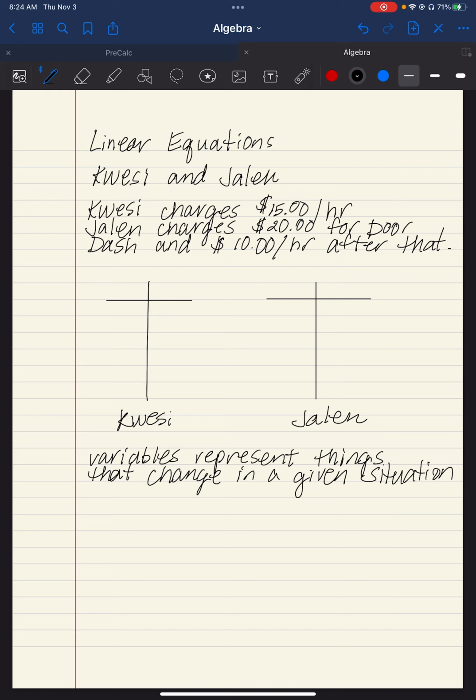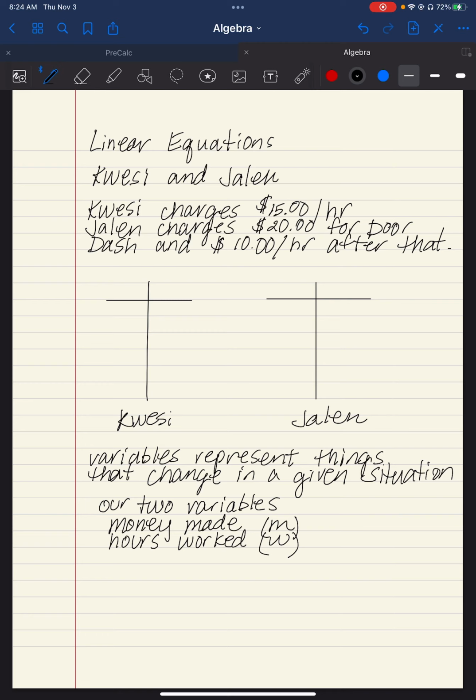What can vary? Well, the two things that can vary in this situation are two variables. Our two variables are money made, and we'll use the letter M to represent that, because you could make different amounts of money based on what? Based on hours that you work. So hours worked, which will be W.